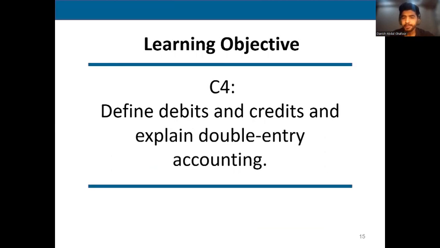Now, define debits and credits and explain double entry accounting. Just keep this word, double entry, in your mind. We will be discussing it when it comes to the entry part.